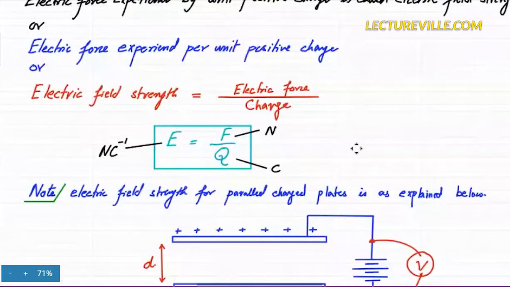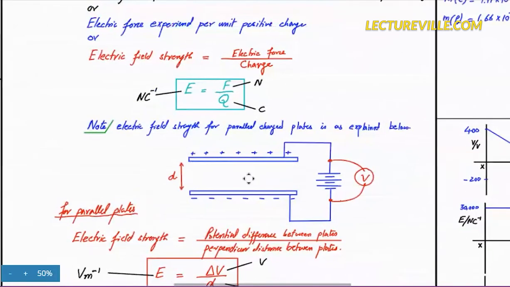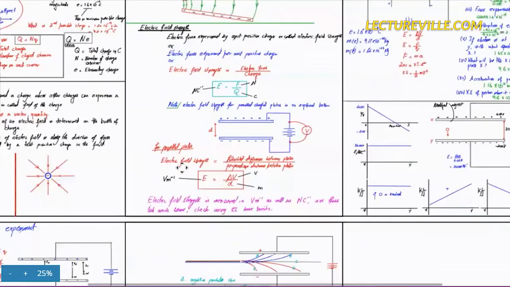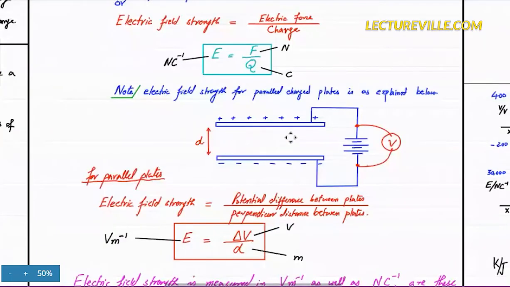Okay. Now, if these are the two parallel plates and they are connected with a potential difference V and distance D, there is a different formula to find electric field strength. One is force divided by charge. Other is electric field strength is potential difference between the plates divided by distance between the plates. So now we have discussed 5 formulas. Q equals to IT, Q equals to NQ, Q equals to NE, E equals to F over Q, and E equals to delta V over D, where delta V is the potential difference and D is the distance.